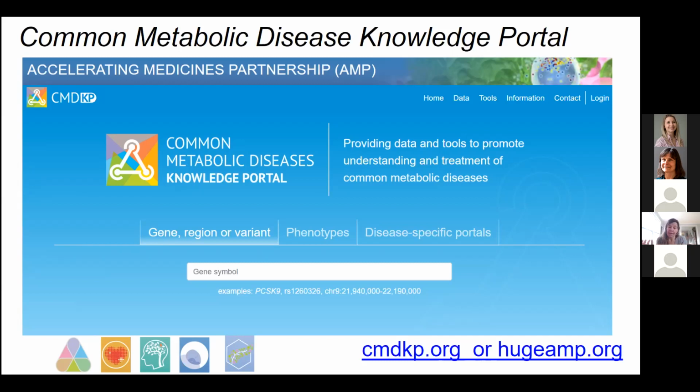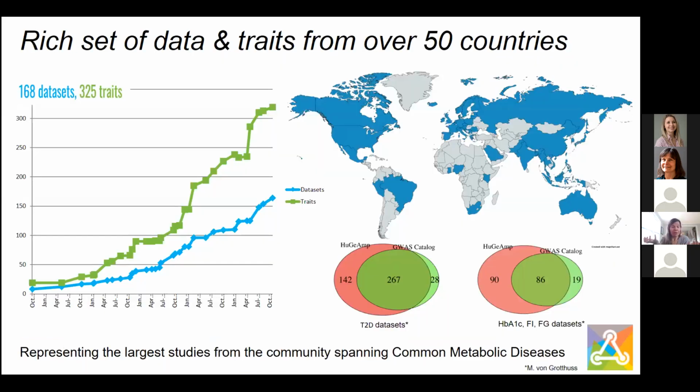So today we're going to talk about the Type 1 diabetes resource, which is inside of this resource. And I'll do the tour in both resources so you can see the features and tools therein. And so what the Common Metabolic Disease Knowledge Portal now has in it for you to explore is a rich set of data and traits from over 50 countries and a really multi-ethnic representation of 325 traits from 168 datasets. What's really unique about this that separates it from other large-scale resources is that it's community-driven. It has a lot of unique data and results that you're not going to find anywhere else, and results and methods run on these data that you're not going to find anywhere else.